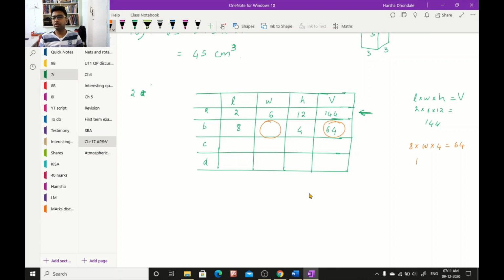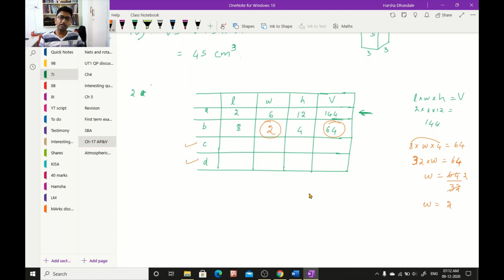So 8 fours are 12 into W equals 64. Sorry, my mistake. 8 fours are 32. 8 fours are not 12. 8 fours are 32. 32 into W gives you 64. And width is equal to 64 by 32, which is equal to 2. 32 ones are 32, twos are 64. So width is 2. This is how you solve this tabular column.